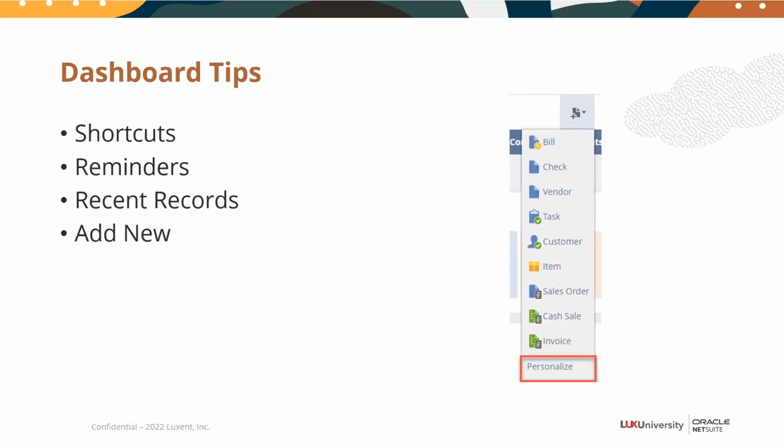Next, we have the Add New. I've heard some people in Luxent call this the magic bar. So this is also available at any time from any page in NetSuite. It is in the upper right-hand corner, and it can be found above the ribbon in NetSuite. And this is where you can add new records through like a shortcut.